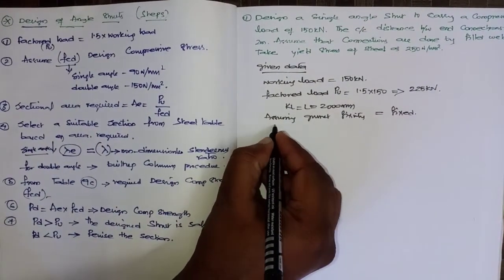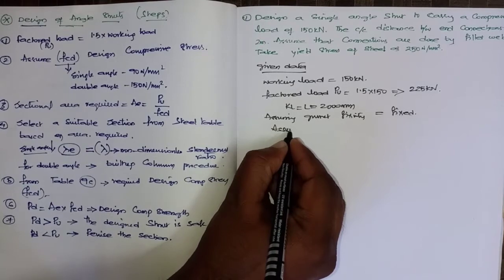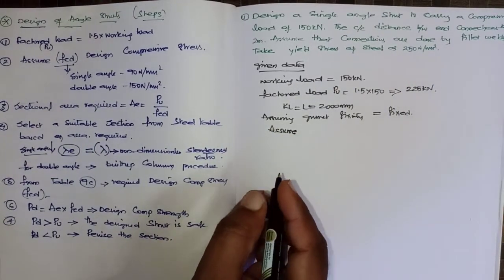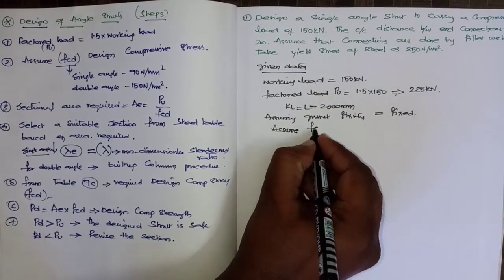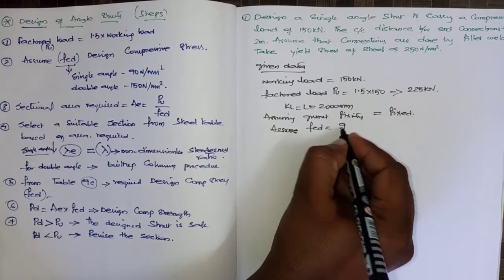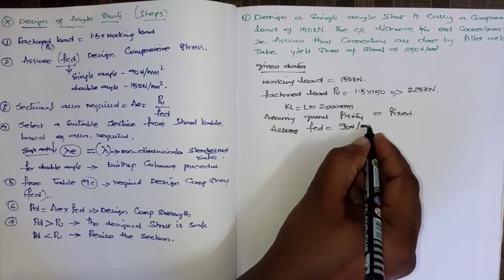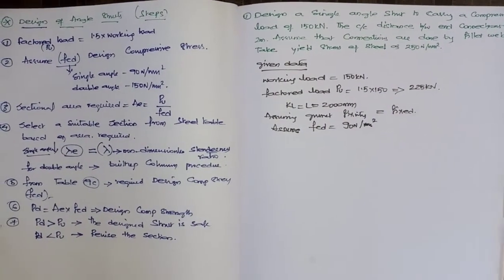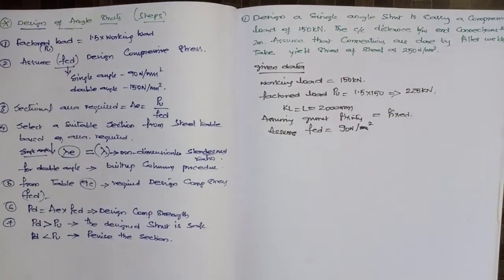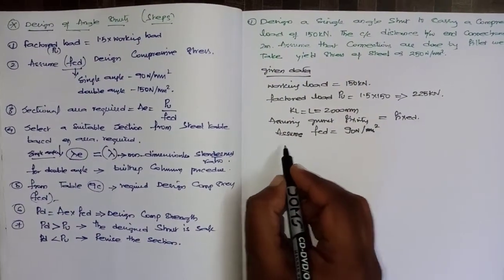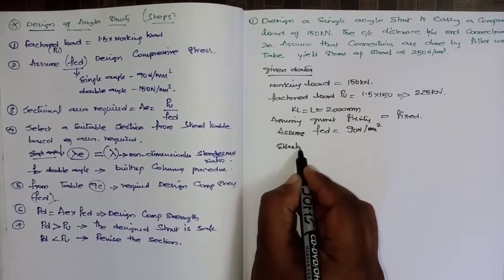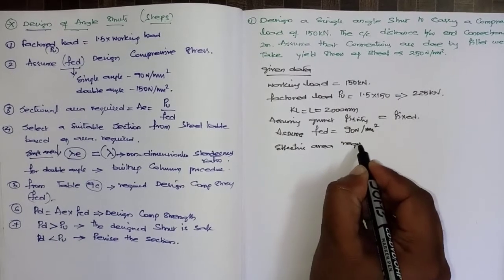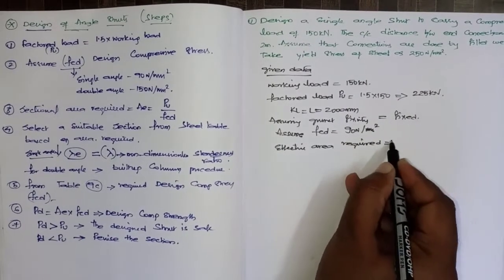Next, this is a design problem, so definitely there is some requirement of assumptions. Assuming FCD for single angle, as I mentioned, 90 Newton per mm square. Now effective area required. Effective area required is what?